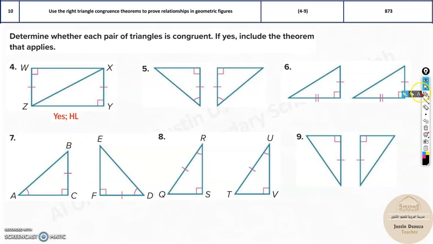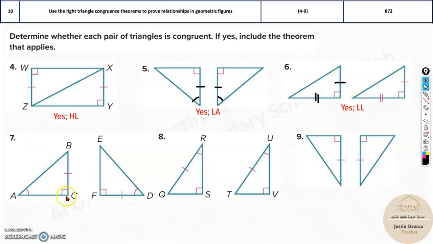What about this one over here? This also we just now saw, there is an angle and the leg over here. So it is leg and angle, LA. Now over here we have 90 degree and then there are two legs. They all are congruent. So it's leg-leg congruency.